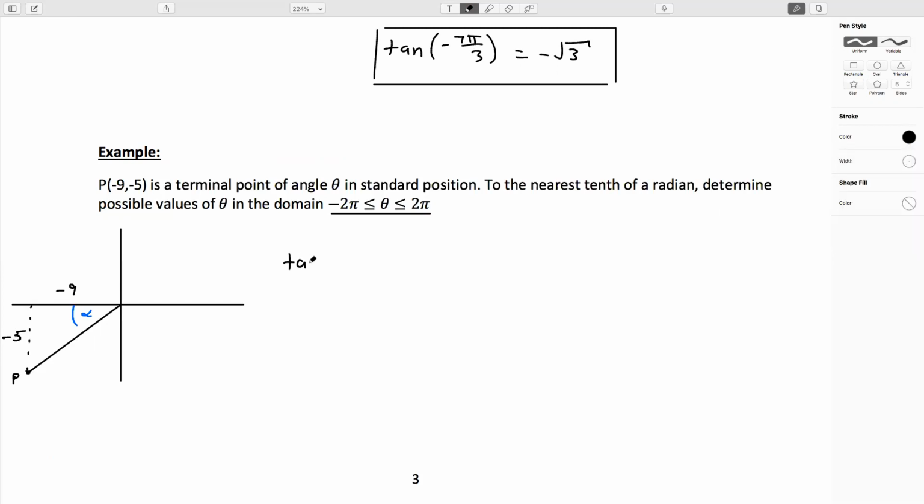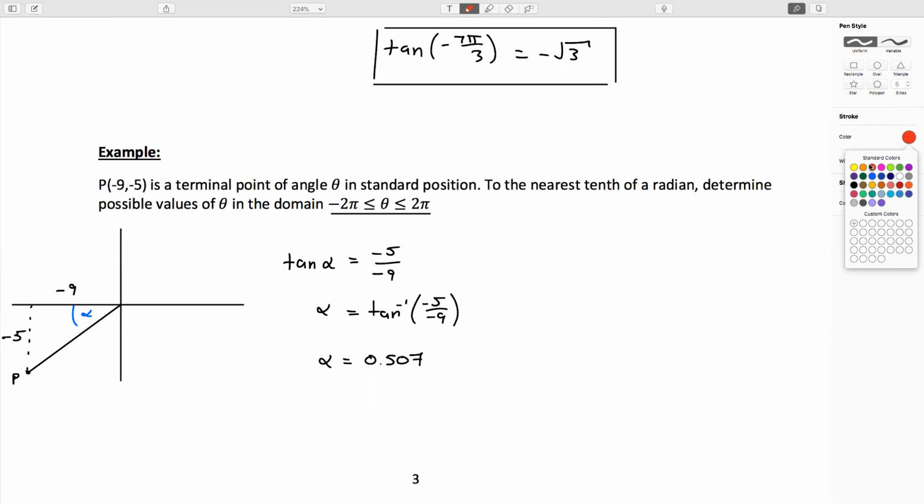So I know that tan of alpha is minus 5 over minus 9. Okay, so I know that alpha is arctan of minus 5 over minus 9. And as long as my calculator's in radian mode, I can just plug this in. And I'm going to get my reference angle alpha of 0.507. I suppose I should round it to 1 or 2 decimal places, but I'll keep it exact until the very end, right?